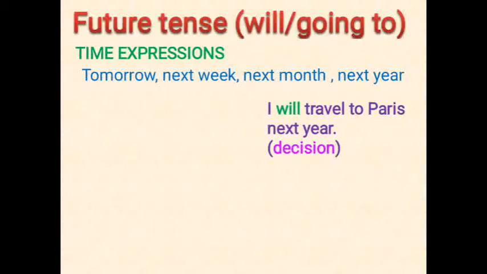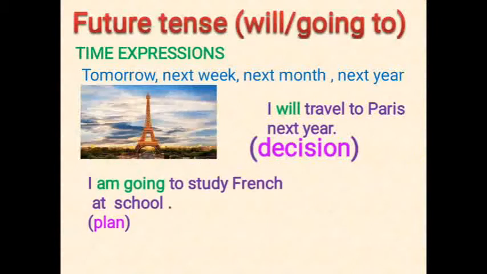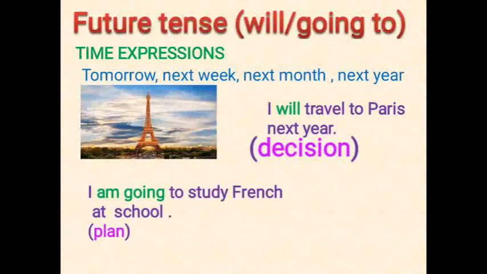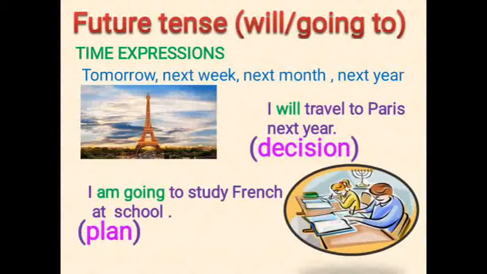So, will and going to are used to talk about decisions. So, here will is used to talk about a decision. And in the next example, I am going to study French at school. This is a plan. So, here I am going to is used to talk about the plan that you are going to study French at school. So, then we will learn about the other uses of will.